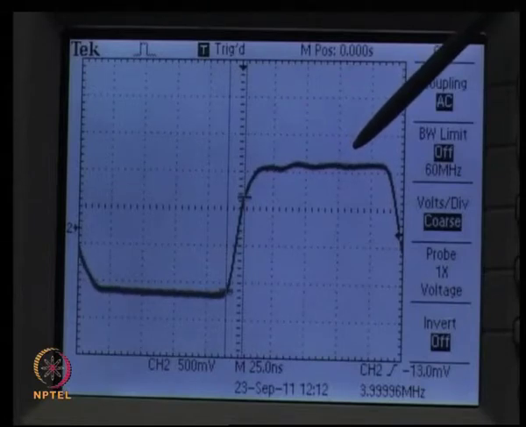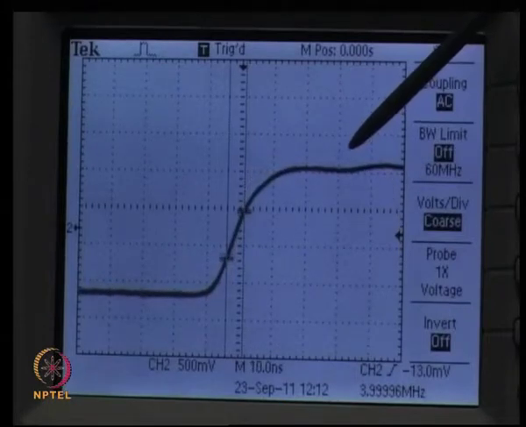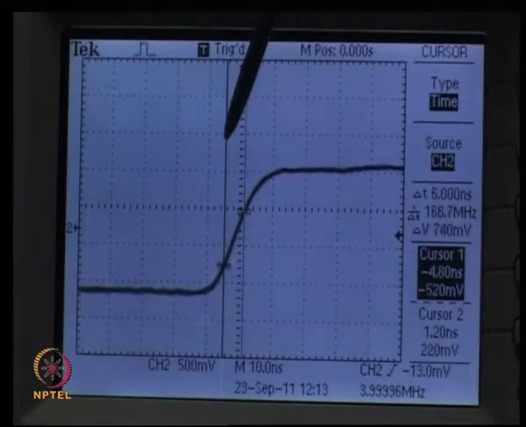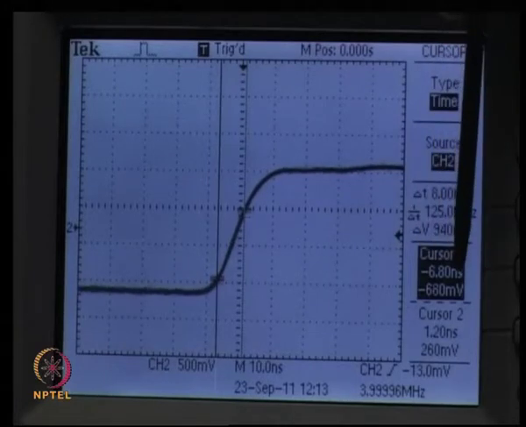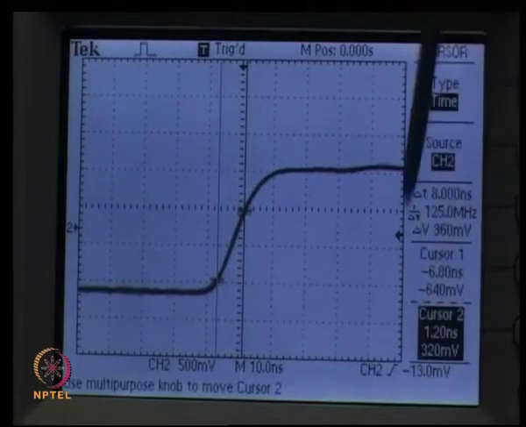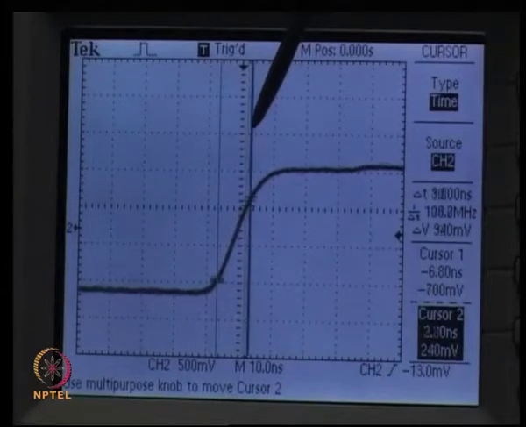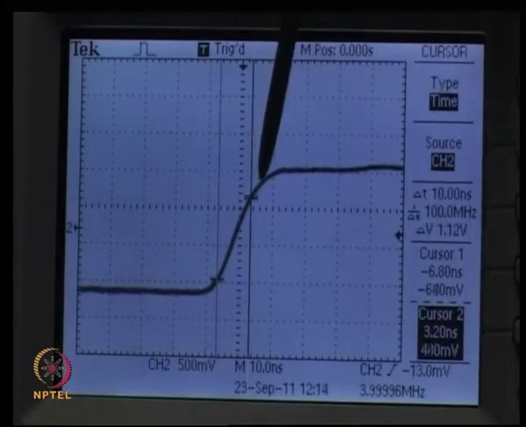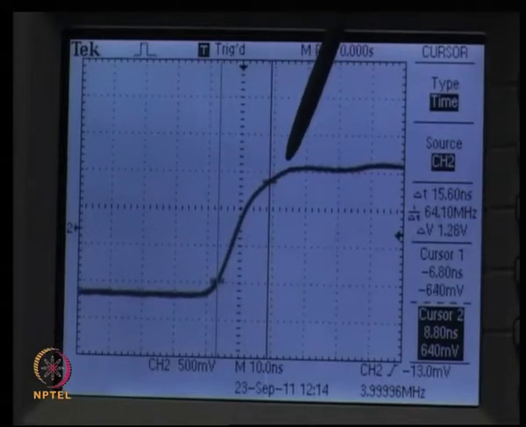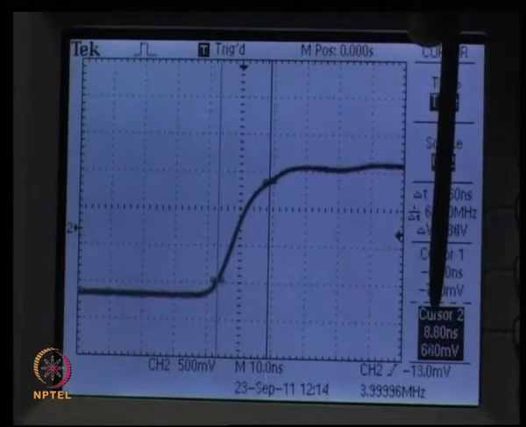Here also, now we measure the rise time of LED. We adjust the cursor 1 to 10% of the maximum amplitude. Cursor 1 is at minus 6.8 nanoseconds. Now we adjust cursor 2 to 90% of the maximum amplitude. Cursor 2 is at 8.8 nanoseconds.